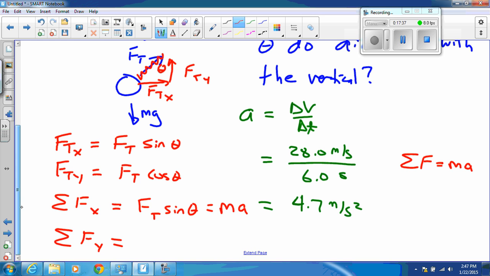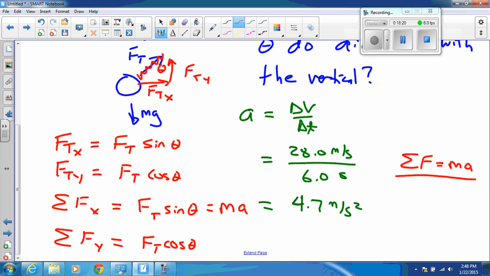Okay. All right. How about in the y direction? F_T cosine theta. That's m. I don't want you skipping steps here. I want you to do the legitimate sum of forces here. According to the diagram, what is the actual sum of forces here?